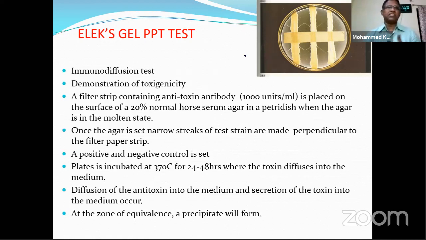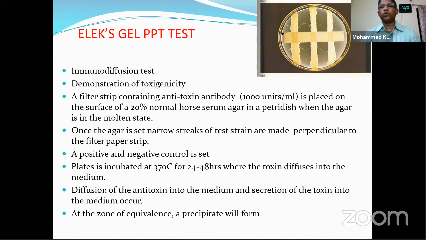Very important in applied exercise, your practical records, in your second MBBS. So it's nothing but what you might already have learned in immunology. An example of double immunodiffusion, the double diffusion method, is the Elek's gel precipitation test. Just concentrate on the figure displayed over there.